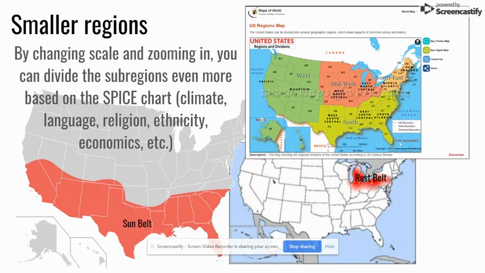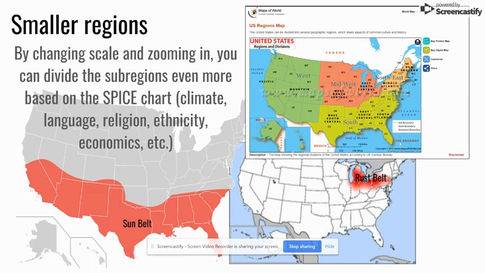We can look at the smaller regions by really changing the scale and zooming in. Here, then, we're looking more at, I wouldn't necessarily say the local level, but really trying to understand a little bit better and going in. Here is where you can really look then at your spice chart, looking at climate or language, religion, ethnicity, economics, whatever it might be. Here you can see an image of the Sun Belt. That could be a climate region.